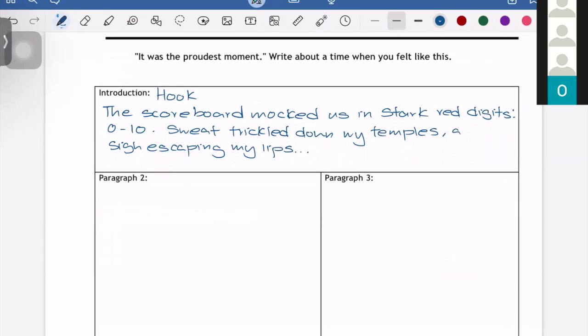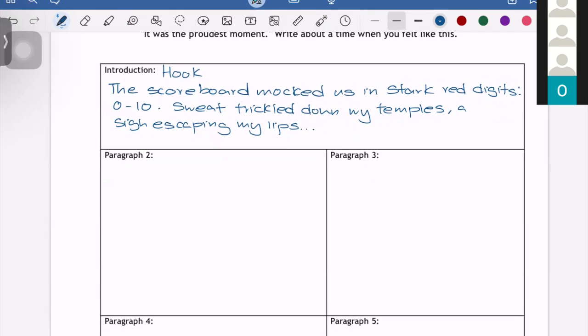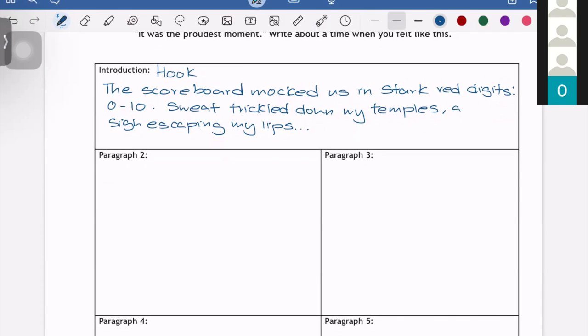So I start off this way. I don't say that I am in the middle of a competition. I say that we are on the losing team at this moment.